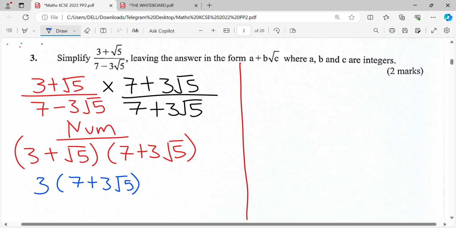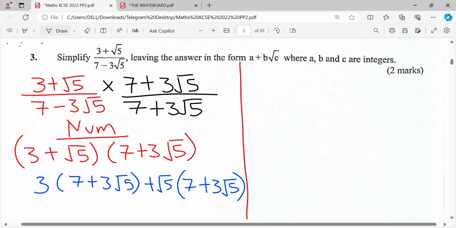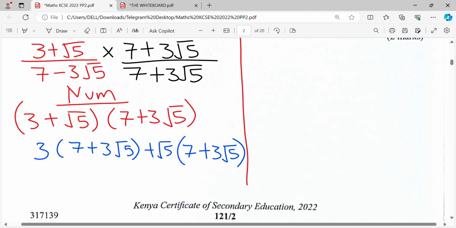Hii 3 tunachukua tuna times na kila kitu iko hii side nyingine. Hiyo 3 tuna times na hiyo 7 plus 3 root 5. Tena hii plus root 5, so naona nimechukua hii 3 ya kwanza na times na kila kitu iko kwa hii bracket ya pili. Tunaelewana? Then tena hii plus root 5, I also multiply by everything on our right, times 7 plus 3 root 5. That is how you normally expand. It's called expansion.